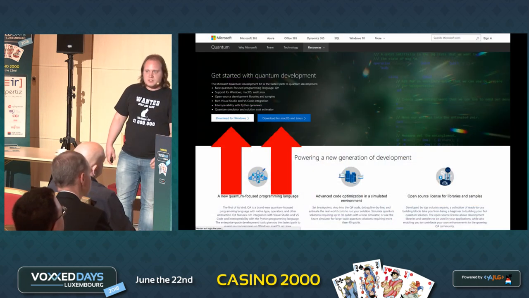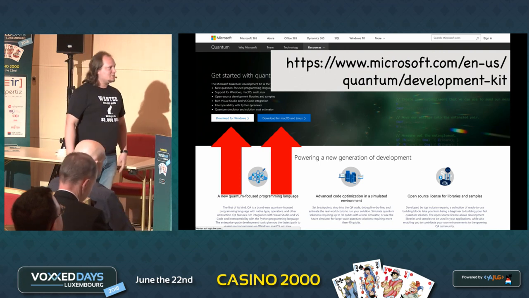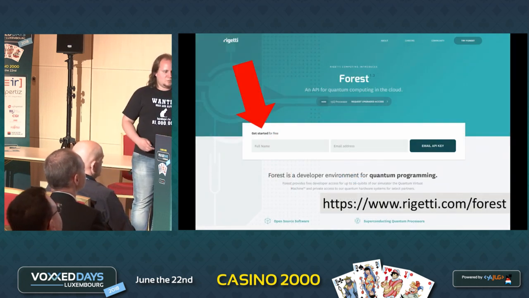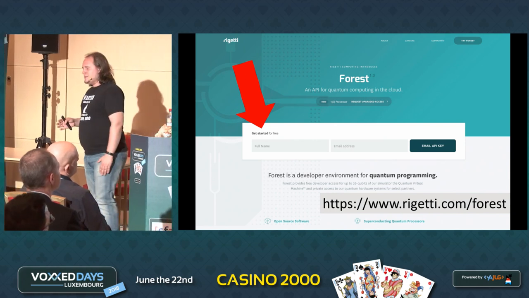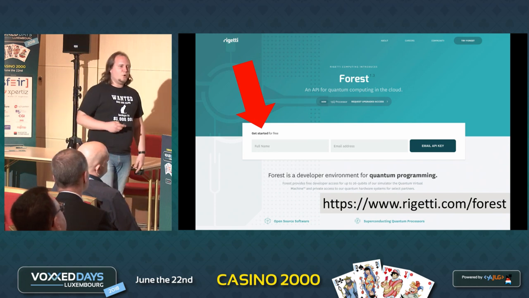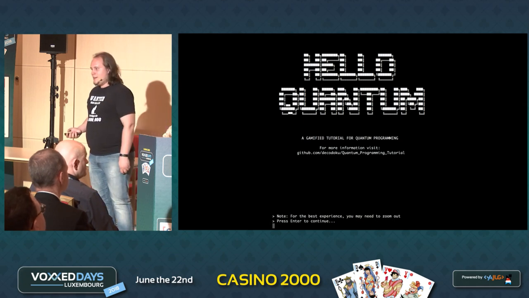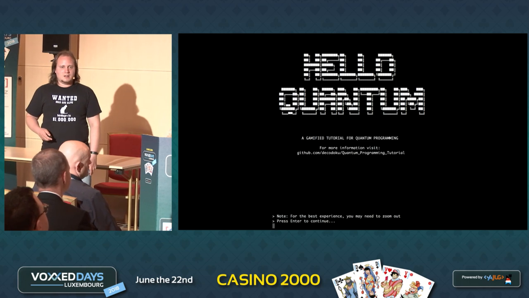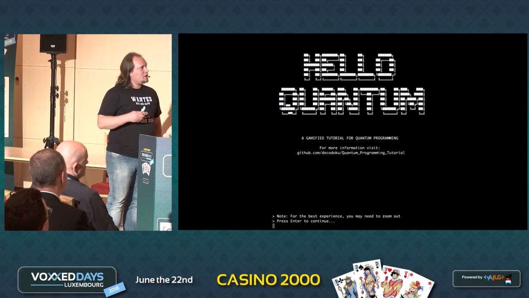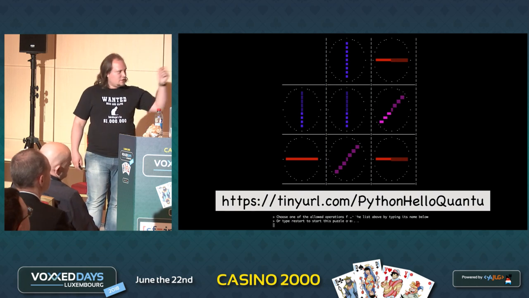The Microsoft Quantum Development Kit, again, available for free for all of the major operating systems. Rigetti Forest, you can register for free, use that in your Python code. And if all of that is just a little too large a leap, maybe you want to start with something more fun, like a game. Hello Quantum is a game that was written in Python using Qiskit. And when you play it, it looks a bit like this, and it's available via this URL.